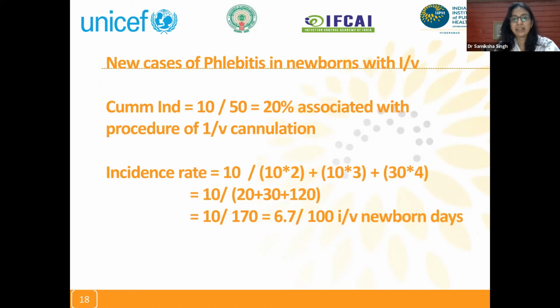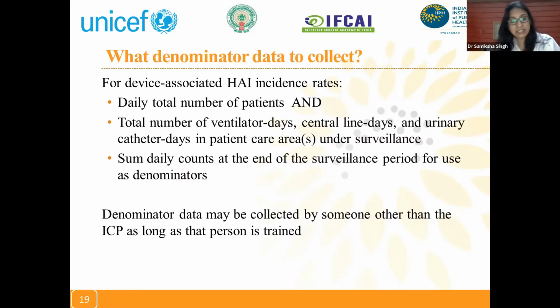Okay, now let's look at the considerations that you have to keep in mind when you are calculating incidence. For device associated healthcare associated infection incidence rates, you need to know the daily total number of patients. You can calculate it on a day-to-day basis. The number of ventilator days, the example we just used for IV days. Similarly, you can have ventilator days, central line days, urinary catheter days. That's what Rajan was just telling you. And then you can sum all of those days as the denominator.